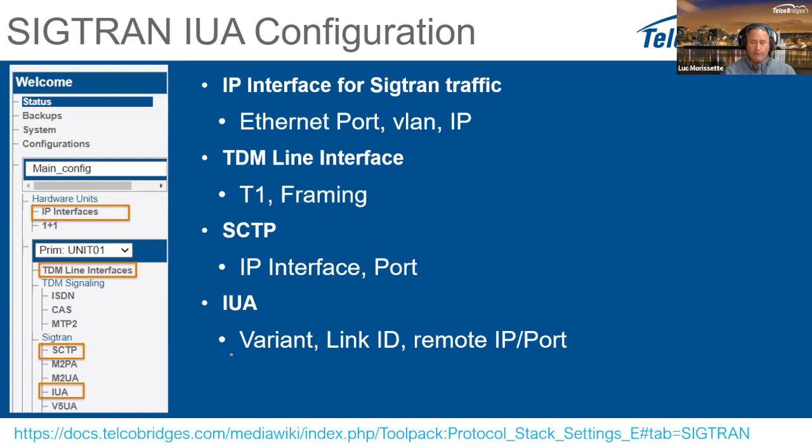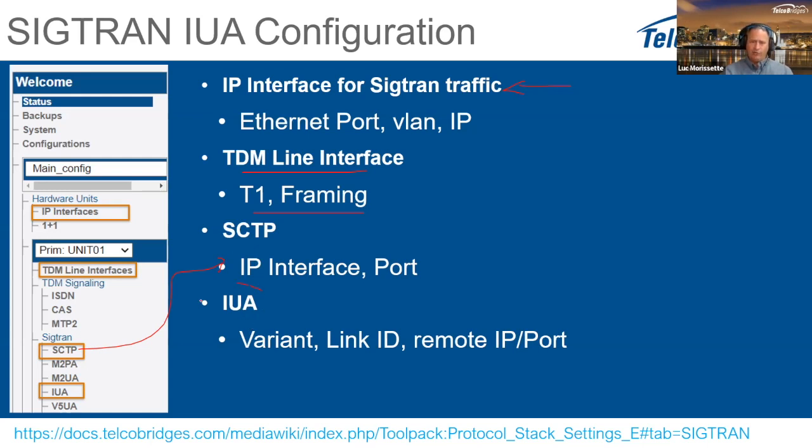For IUA, if you need to use ISDN PRI configuration, so you will need to do the same thing, an IP interface for this type of traffic, which could be the same as the one you had configured before, or it could be a different IP interface, depends on the network you are using. Your TDM line interface, you will need to have what type of TDM line this is, could be T1 or E1 here. And then you have SCTP. You still need to configure this for IUA.